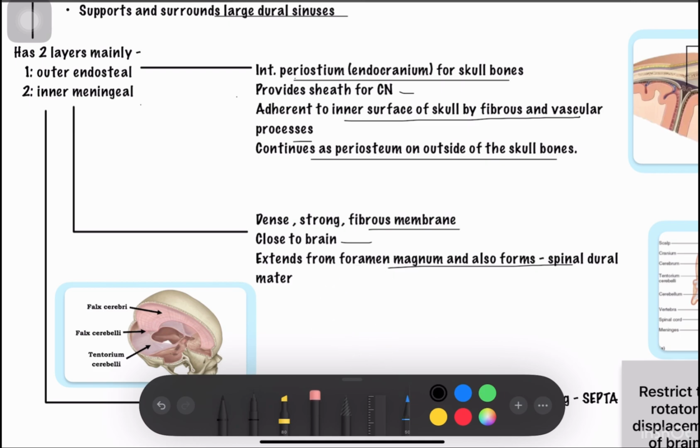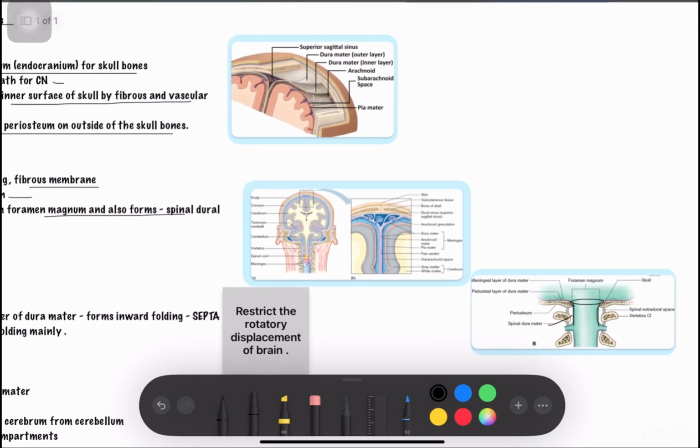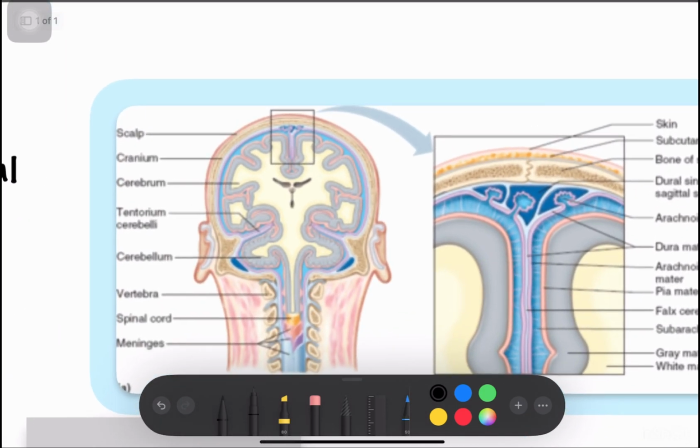So over here we can see the dura mater, which is the meningeal layer. It continues down, comes out of the foramen magnum, and continues as the dural meningeal layer of the spinal cord.